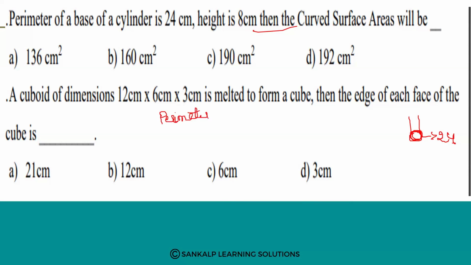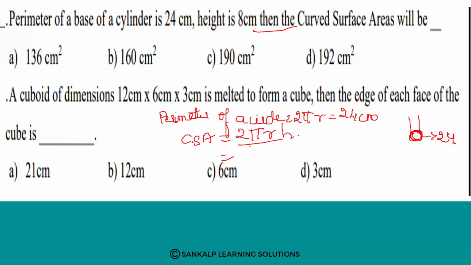Perimeter of a circle is 2 pi r, right? Perimeter of a circle is 2 pi r. 2 pi r value they have given, that is 24 centimeter. Now, curved surface area we want, that is CSA we want. So CSA means curved surface area 2 pi rh, right? 2 pi r value they have given, that is 24, and h value, that is height, is 8 centimeter. Then 24 into 8.